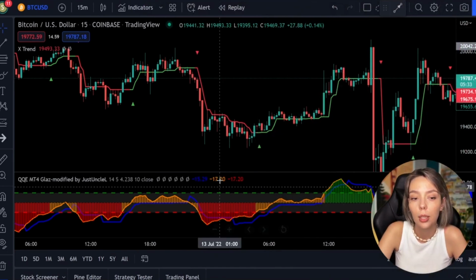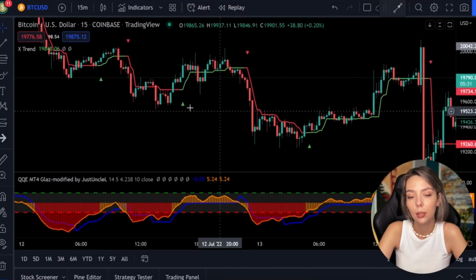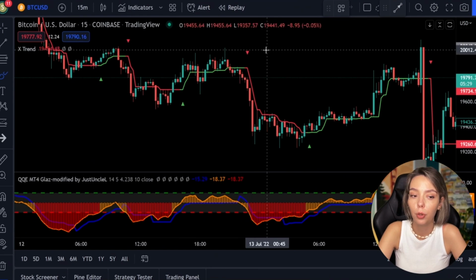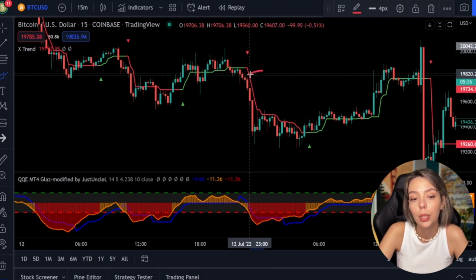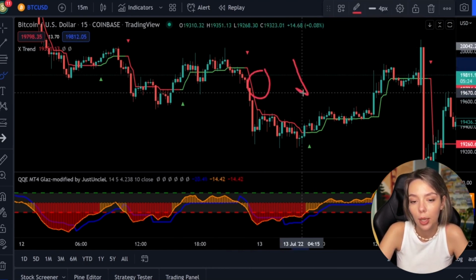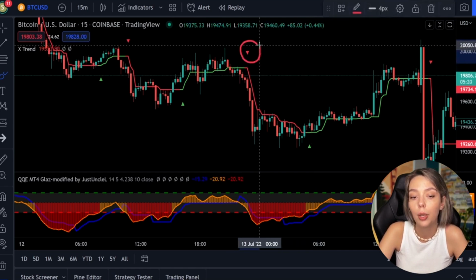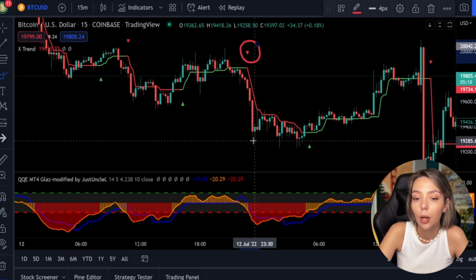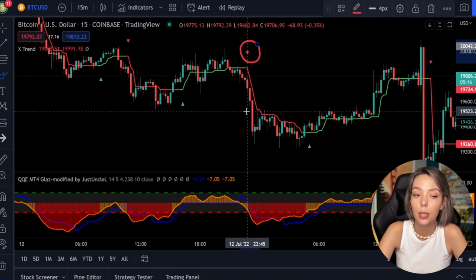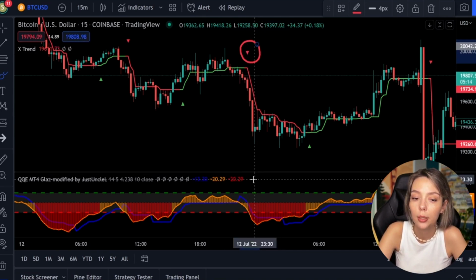Now let's look at a selling position. For a selling position, basically the same rules apply, only in reverse. Rule 1 is that we want to see a red line from the extreme trend indicator. Then as rule 2, we want the extreme trend indicator to show a sell signal. In this case, it's now also red. As a third rule, at the same time we want to see the WQE indicator also red.